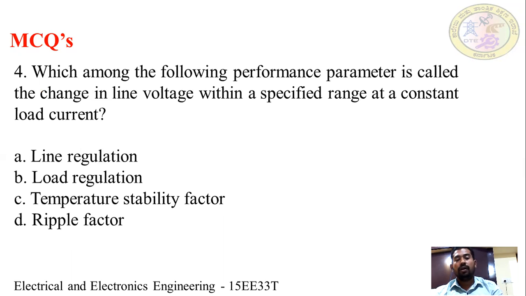Let me move on to the fourth question. Which among the following performance parameters is called the change in output with line voltage within a specified range at a constant load current? The options given: option A, line regulation, option B, load regulation, option C, temperature stability factor, option D, ripple factor. Let me check the answer for this question. The option is line regulation.